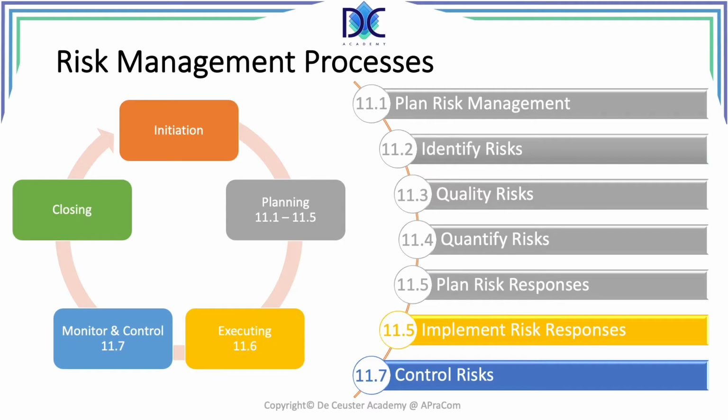In planning, we have in fact 5 risk management process steps that we are going to do. We plan risk management, we identify the risks, we qualify the risks, we quantify the risks, and we plan the risk responses. When we go to executing, we implement the risk responses, and during monitor and control, we are controlling the risks. So these are in fact the processes linked to the project management process steps.